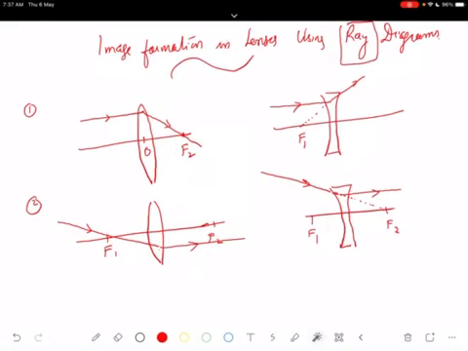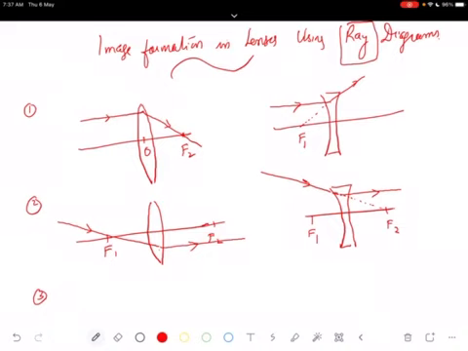So I repeat for the second one: a ray passing through the principal focus of a convex lens, after refraction, becomes parallel to the principal axis. A ray that tries to pass through the principal focus of a concave lens, after refraction, becomes parallel, as shown in figure 2. And one more case, that is the definition of optical center itself.